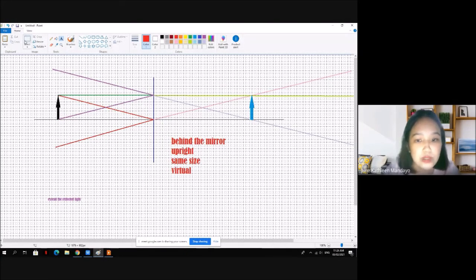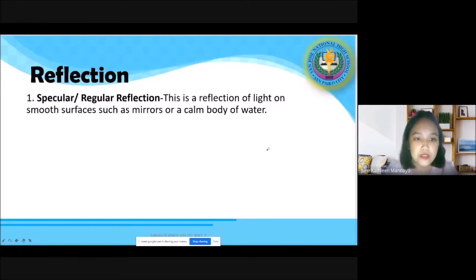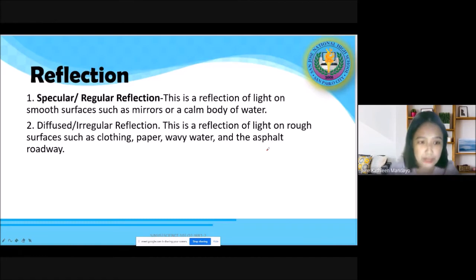So these are what we call qualitative characteristics. When we say qualitative, we are referring to the physical characteristics alone. We do not have to define it using numbers or any values. So ito yung mga qualitative characteristics ng ating image. Okay? In continuation, okay? So there are two types of reflection. Meron tayong tinatawag na specular or the regular reflection, and then the diffuse or the irregular reflection.